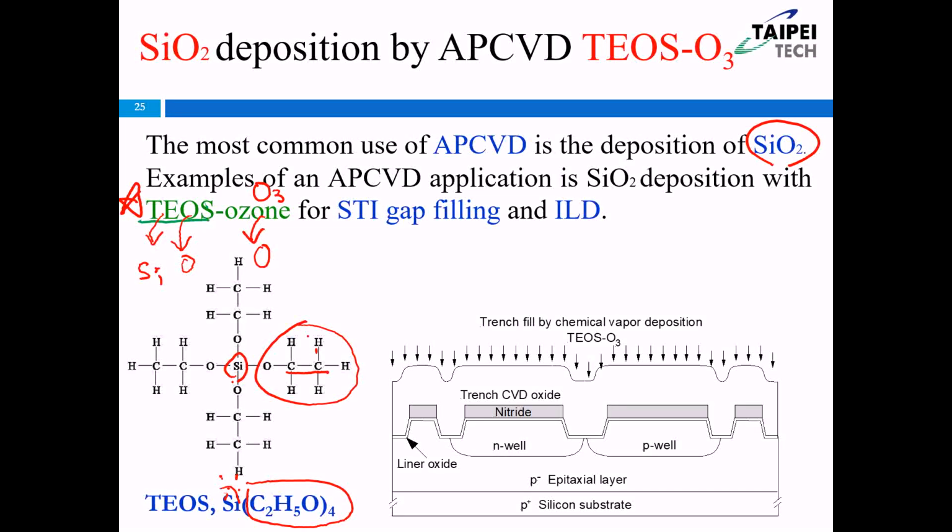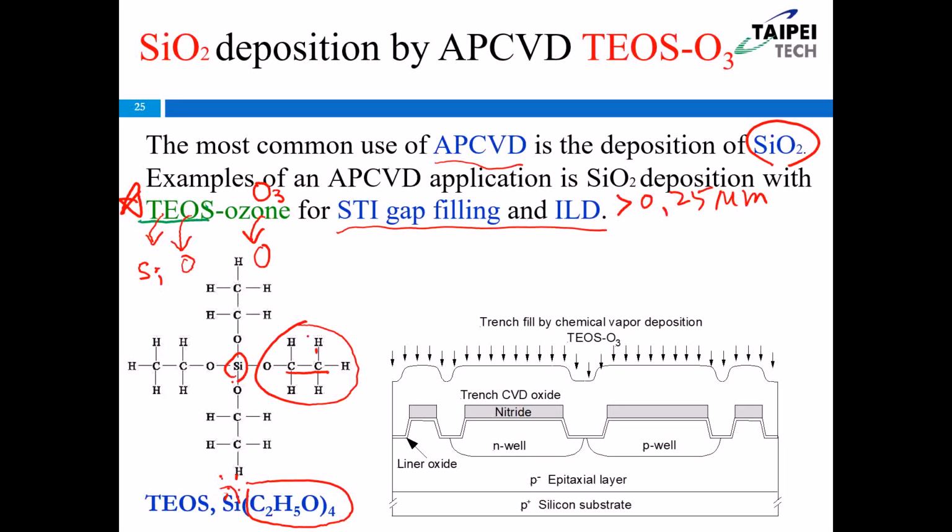But one thing you need to know, right now we don't use APCVD for STI gap filling and ILD, okay? The tool is not right. Our textbook is for when the technology is not smaller than 0.25 micrometer, so it's not useful for right now.